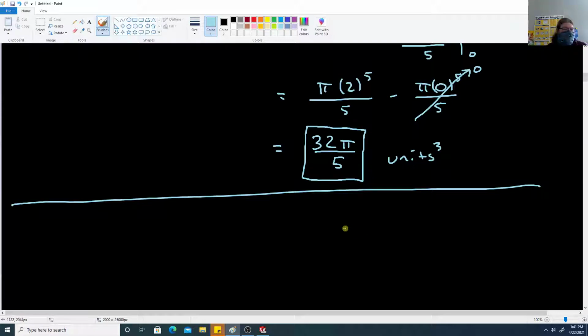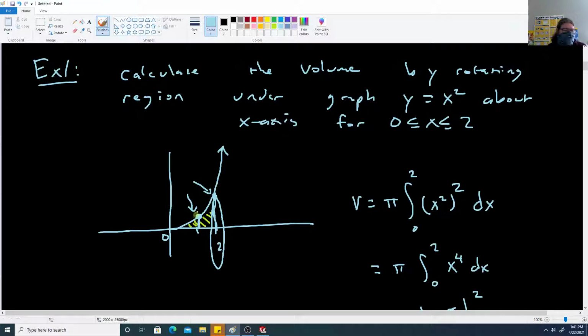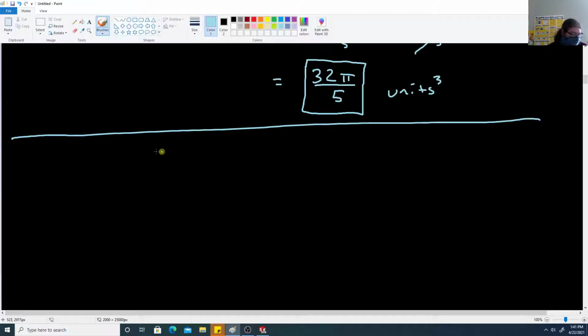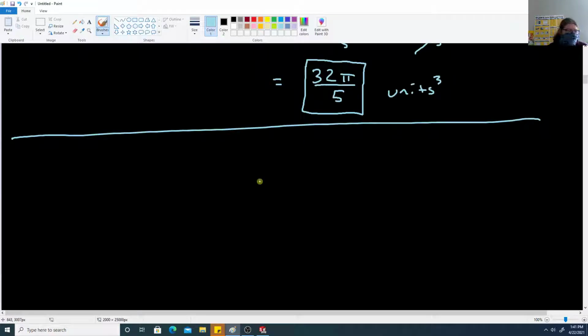So that was the one example of the disk method the book gave us. We're going to look at the rest of this time. The disk method's not too bad because you just load the function in and integrate it over the region. The rest of the examples are going to be washer method, which is a little bit trickier.